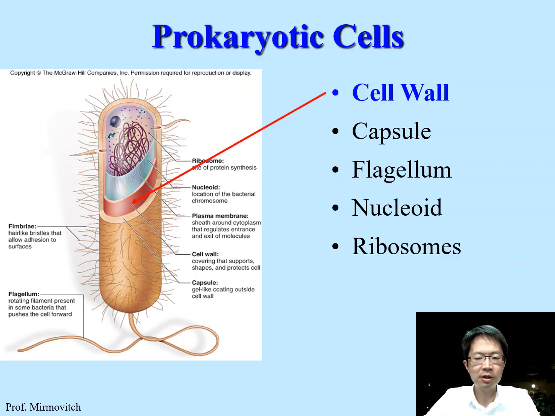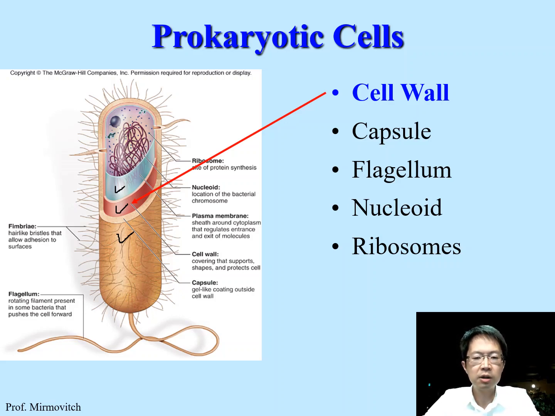Okay, we have the cell wall. The cell wall is not the outermost surface. It's actually in the middle. It's a middle layer. So you have three layers. One is the cell membrane. Cell membrane is the blue one here. And the cell wall is this red thing here. And then the brown one is what we call the capsule.